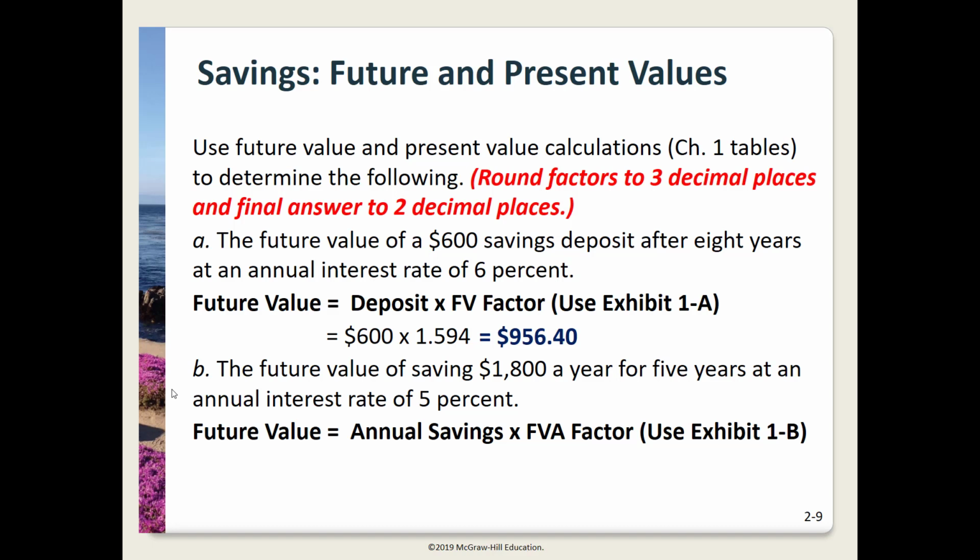In Part B, we're interested in finding the future value of saving $1,800 a year for 5 years at an annual interest rate of 5%. So again, you want to look carefully at what the problem or scenario is stating. We are making multiple deposits once a year for 5 years. So our future value formula is our annual savings of the $1,800 times our future value annuity factor. Because we're doing multiple deposits, we're going to be using Exhibit 1B.